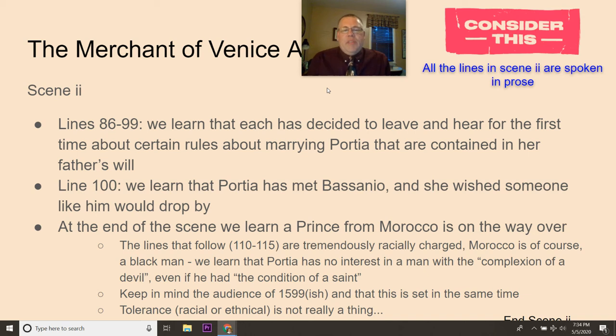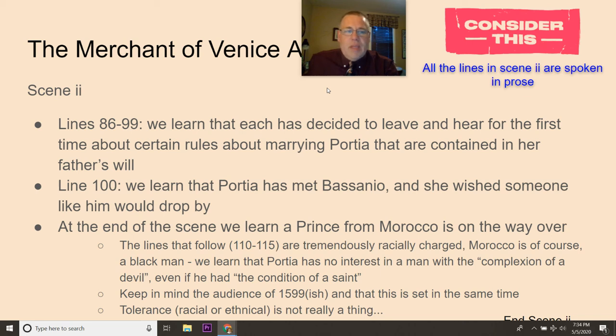Lines 86 through 99, we learn that each of these men who has gathered actually has decided to leave, because we hear for the first time some rules that apply to marrying Portia, that these rules are contained in the father's will, and none of the men that are there seem to want to abide by the rules. And so instead of sticking around to try to win Portia's hand, all of these men have decided to leave. And Nerissa is the one who tells Portia this good news, my dear Portia.